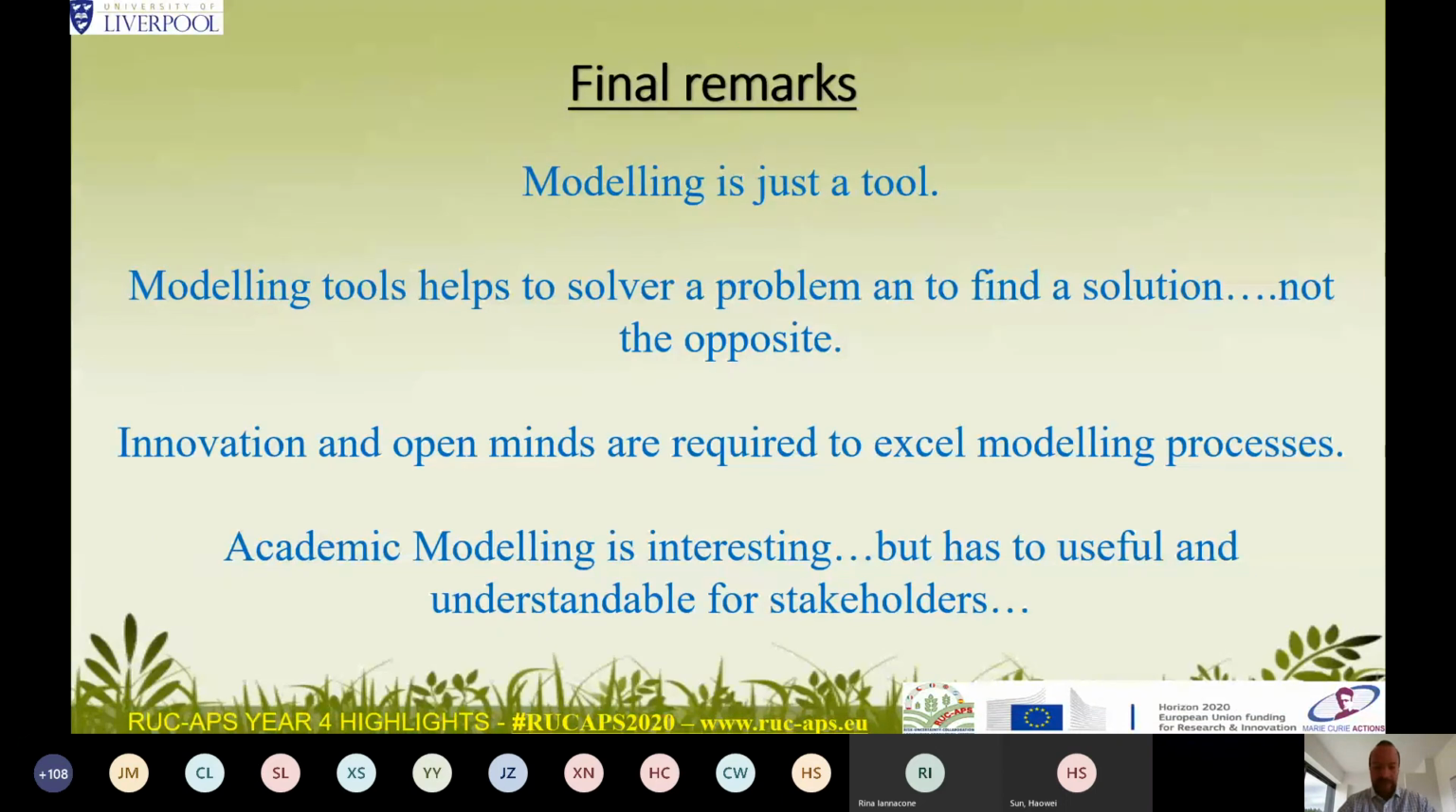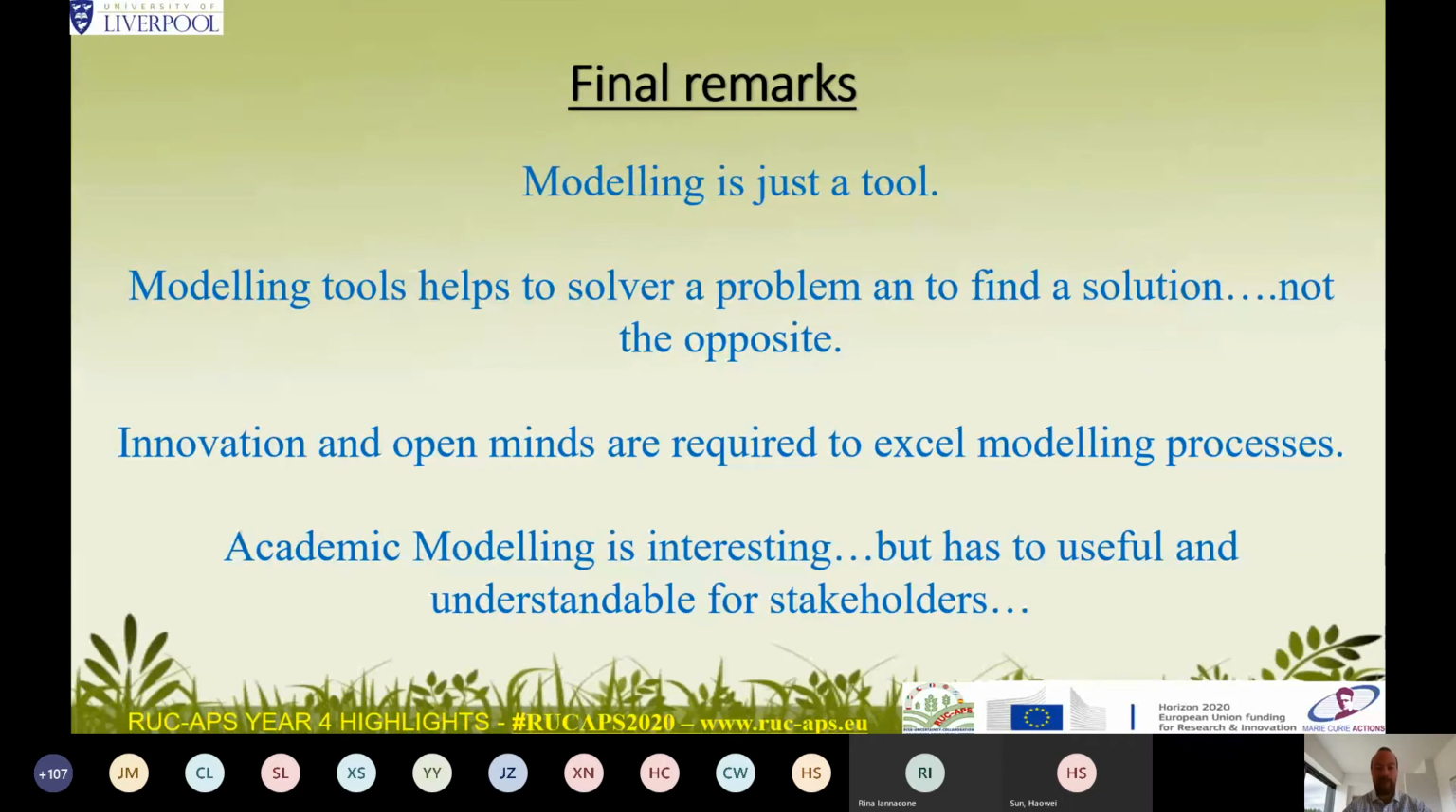So just to finalize this presentation, I would like to give some final remarks. Modeling is just a tool, which means that it's not the end purpose. I wanted to show you several ways to apply modeling and simulation in agriculture. Therefore, you can see that we don't need to depend on only one single tool. We have several possibilities, we have several alternatives.